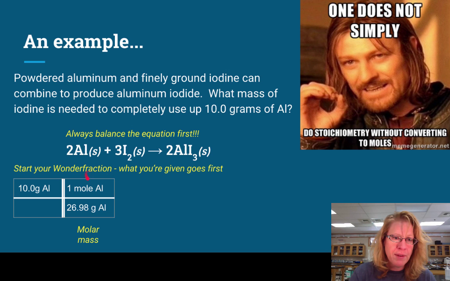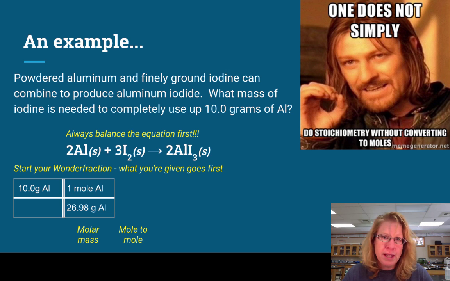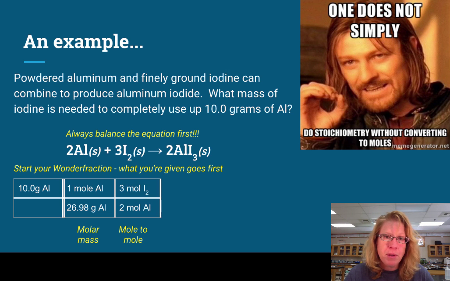Next thing we need to do, well, now we've got moles of aluminum. We need to get rid of moles of aluminum. We need to convert from aluminum to iodine. And so this is our mole to mole step that we use in our other ratio. This is that central piece where we're going to use our balanced chemical equation to convert from moles of one chemical to moles of the other chemical. So that's what we're trying to do here, to get from aluminum to iodine. That's the central step right there. Once we've done that, the rest of it's kind of cake.